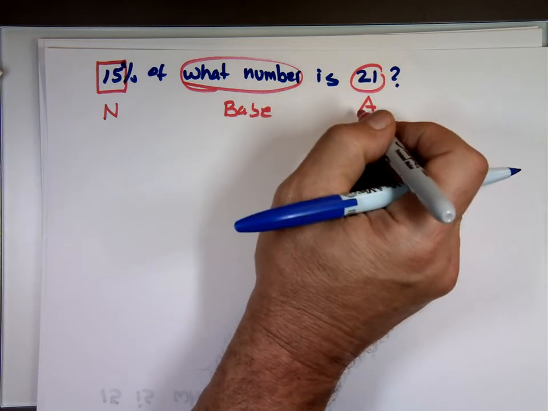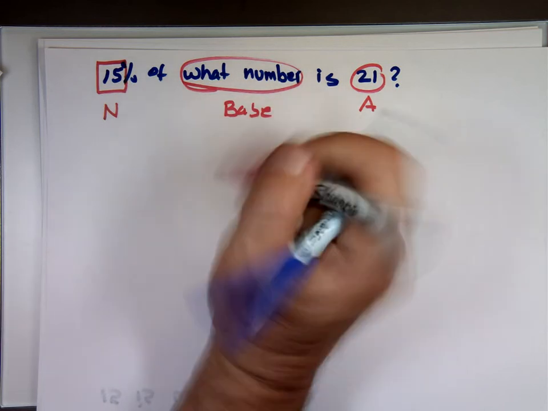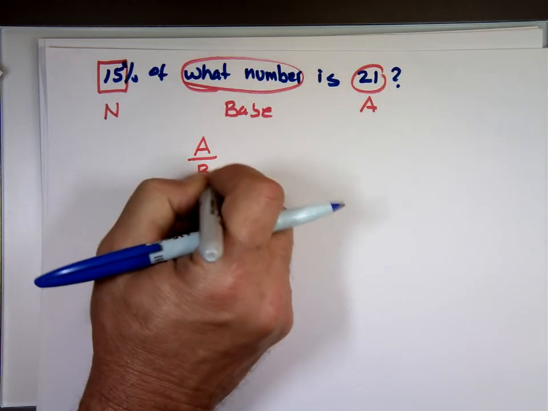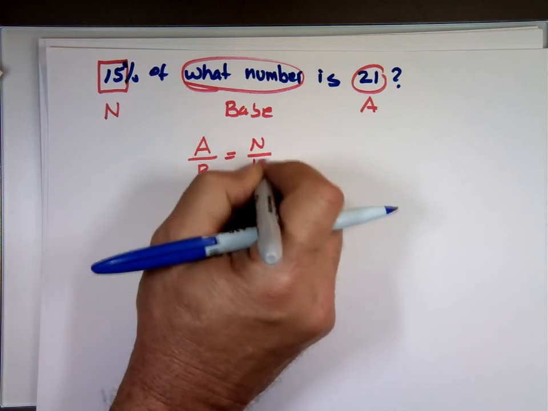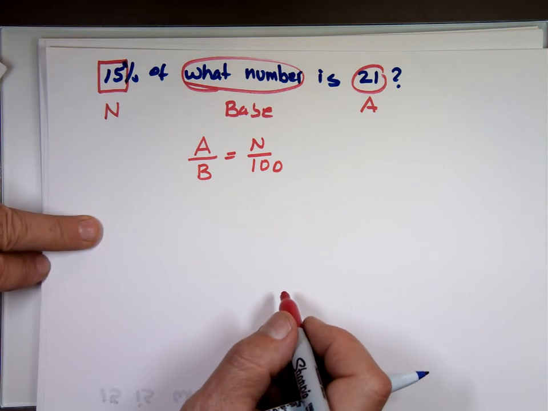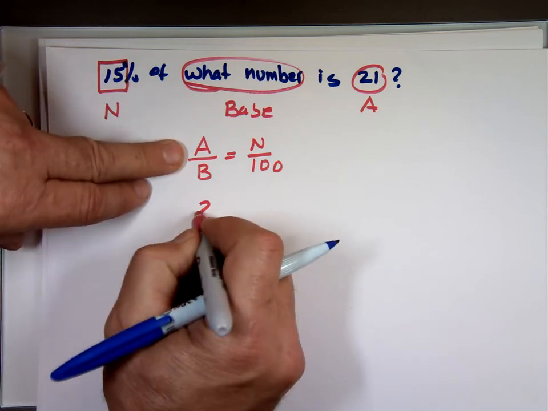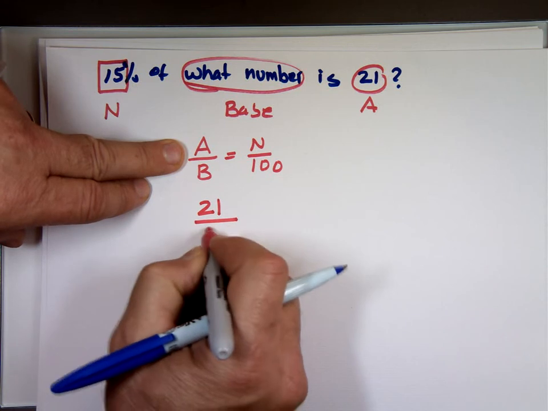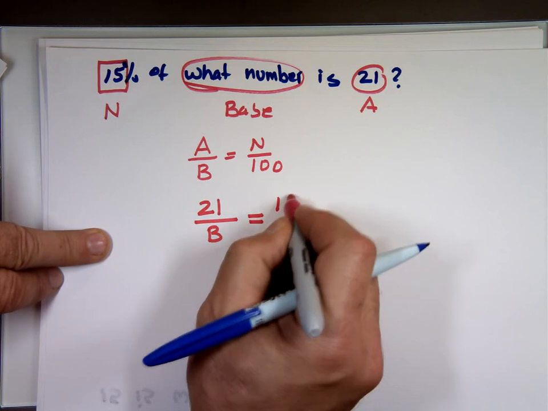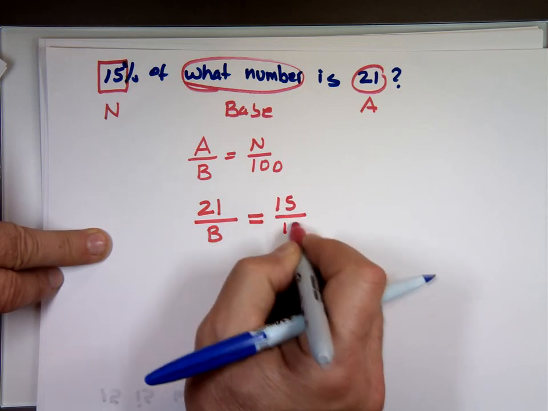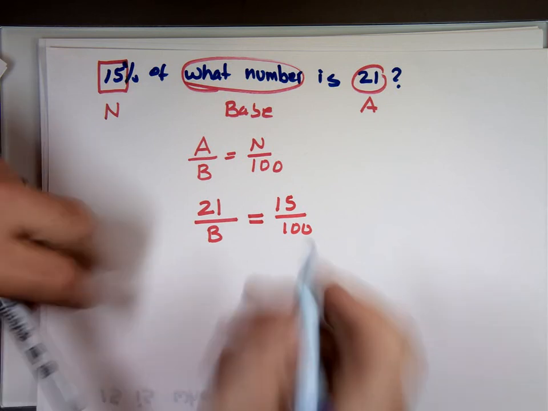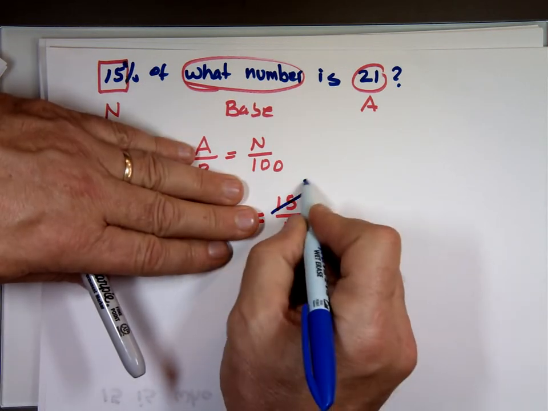Is over of, she said. Is over of. So is on the top. So the amount to the base is the number to 100. The amount is what? 21. The base is what? Unknown, B. Is the same as what? 15 to 100. I simplified to 3 over 20. Okay, you want to simplify the 15 over 100? Make it 3 over what? 20? That's fine.